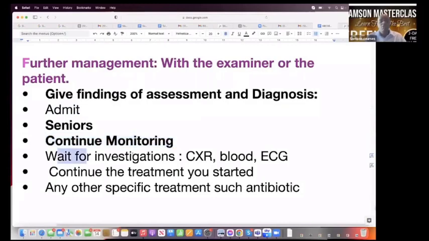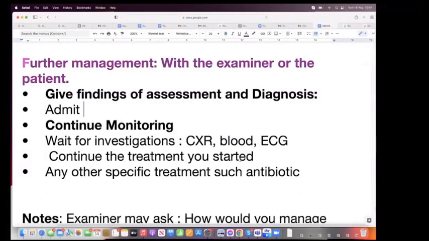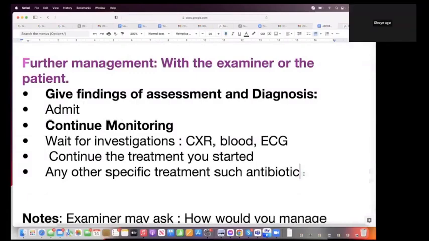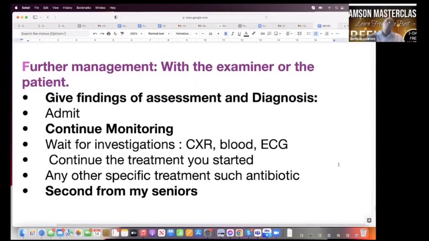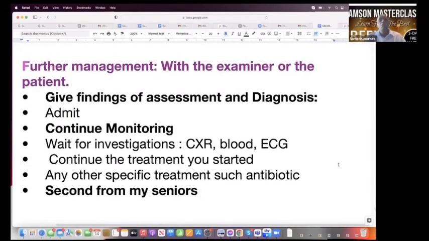We have requested investigations like bloods, chest X-ray, ECGs. We wait for those as well. And I'll take a second opinion from my seniors. If they suggest anything different from what I have just told you, I will let you know. We involve the seniors last, after you have outlined your own management. Okay, so this is how we would perform an ABCDE.